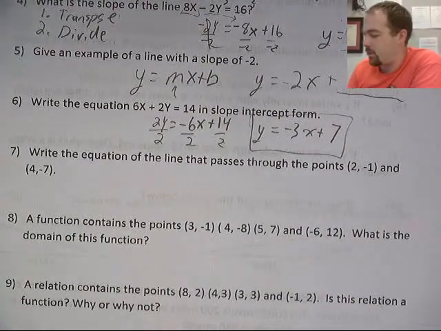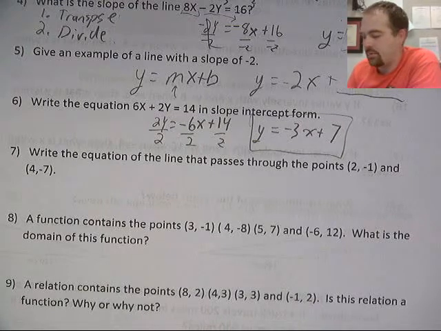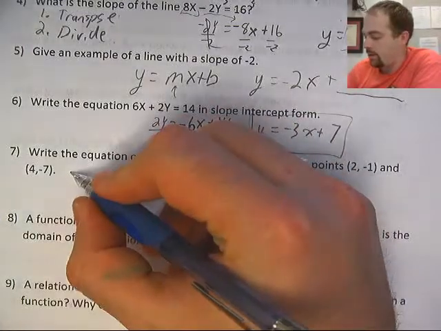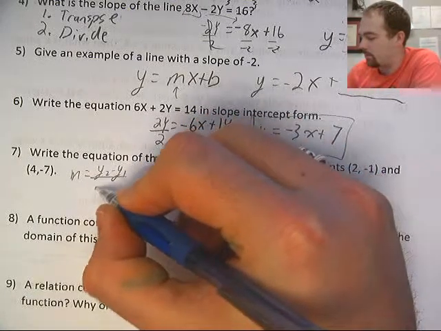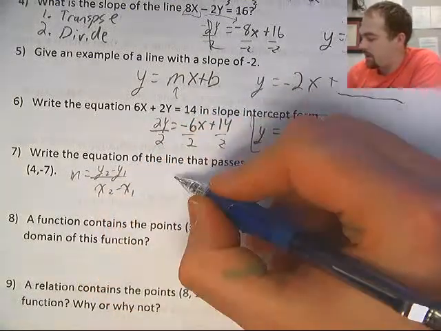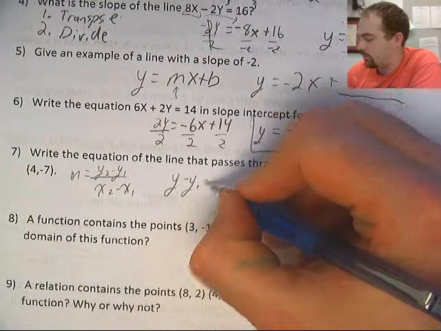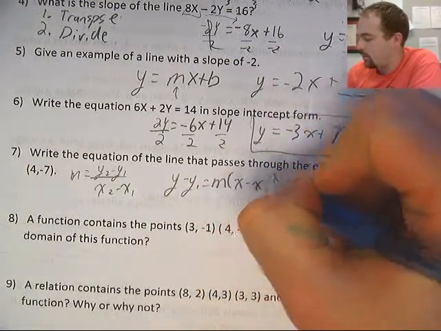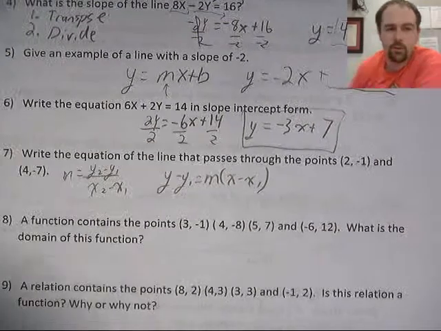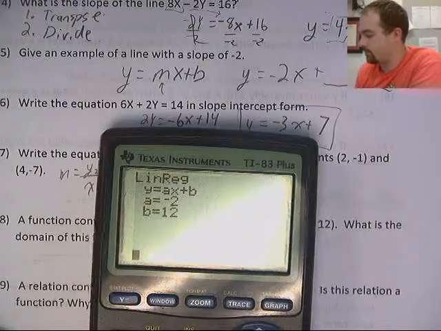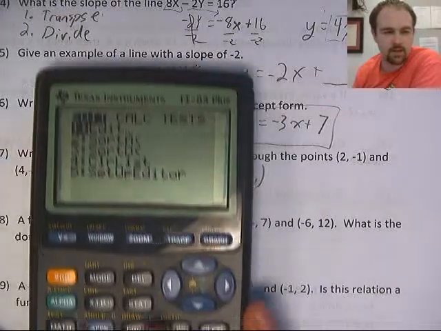Number 7, write the equation of a line that passes through (2, -1) and (4, -7). If you really wanted to, you can use that same slope formula from the first problem, and then you can do the point-slope: y minus y1 equals m times x minus x1. Or we can use our calculator again. Do the exact same idea.